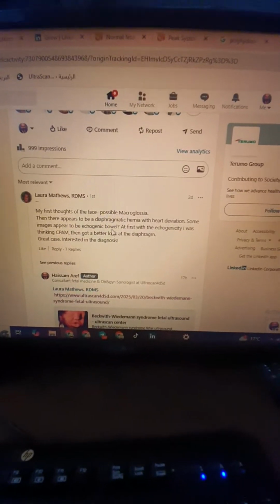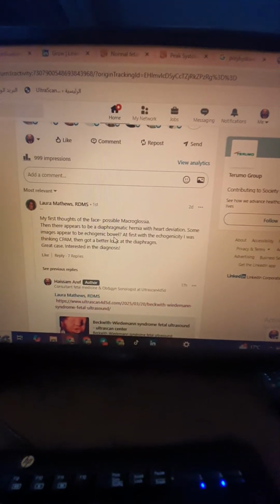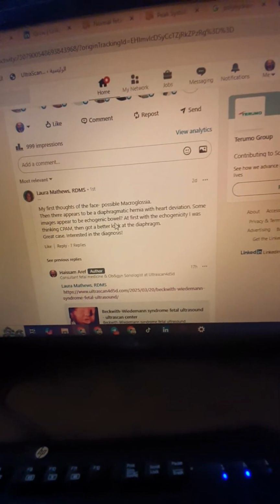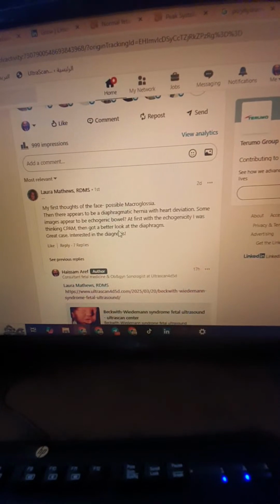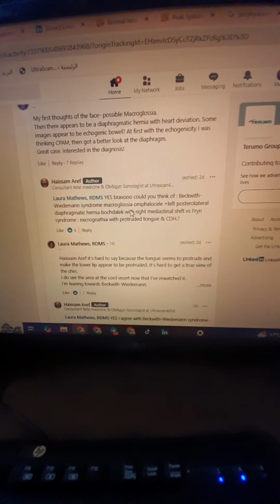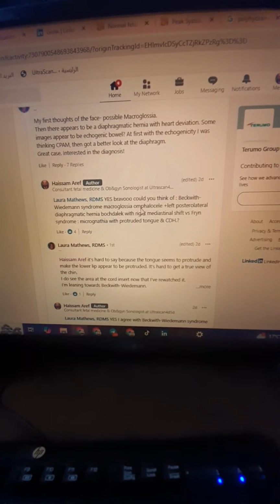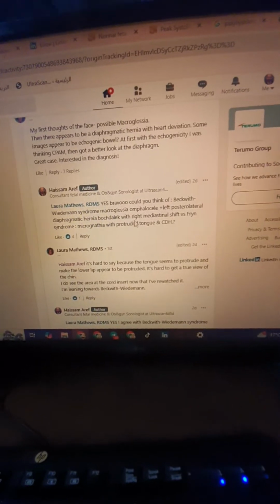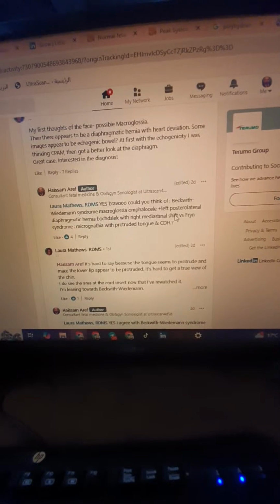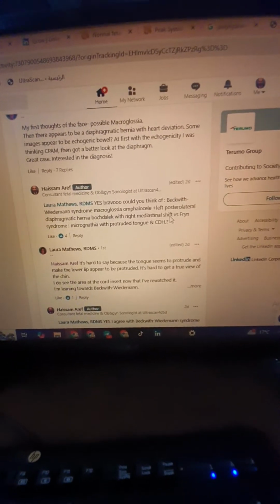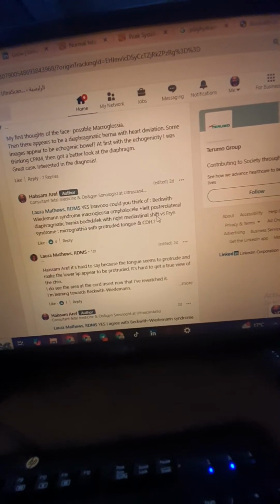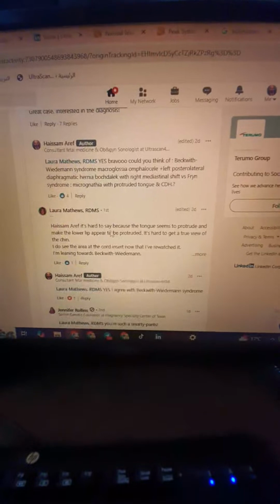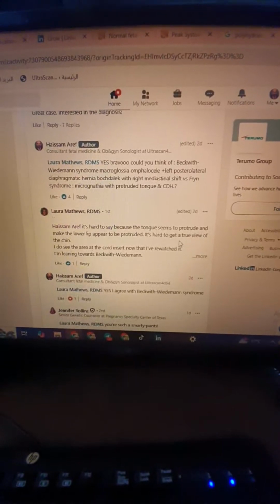And then she said that there appeared to be a diaphragmatic hernia with heart deviation. Yes, it's a left posterolateral diaphragmatic hernia, Bochdalek hernia, not CPAM. Like we have seen here, Beckwith-Wiedemann syndrome, macroglossia, omphalocele, yes, with left posterolateral diaphragmatic Bochdalek hernia with right mediastinal shift. This is the answer. Frasier syndrome is a long shot because it's not microglossia, it's macroglossia, not microglossia with a protruding tongue. Laura said it's hard to say the tongue seems protruded, so I'm going with Beckwith-Wiedemann.